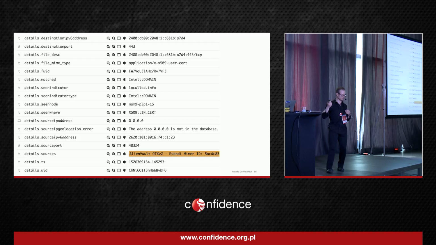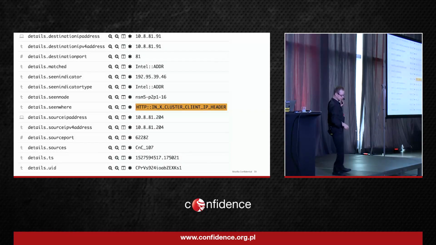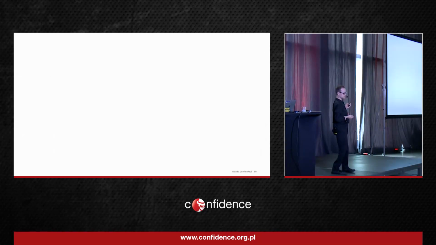So that's just an example of a log file. Here we matched a malicious domain inside of the SSL certificate. And here we matched a client source IP in the custom HTTP header that probably does not exist anywhere outside of Mozilla.